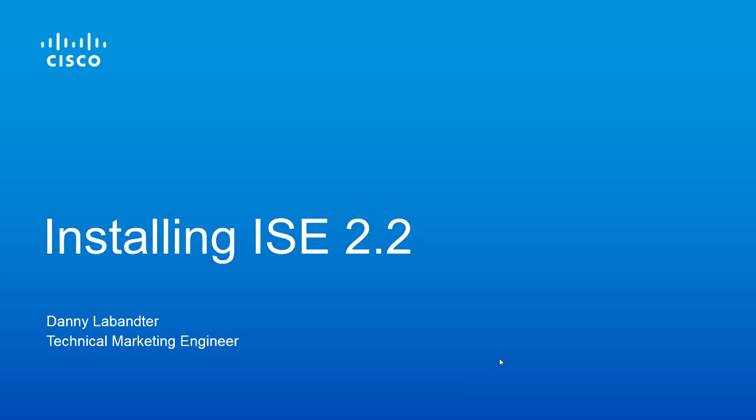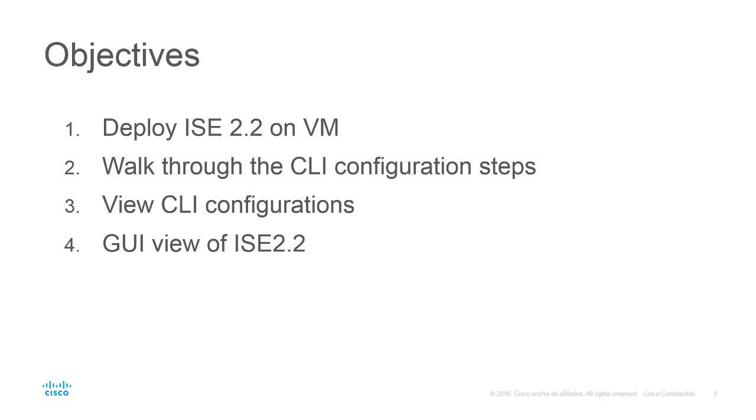In this video, we will deploy ISE 2.2 on a VM, and we'll walk through the CLI configuration steps. We'll then view CLI configurations, and finally, we'll log into the graphical user interface and view the ISE 2.2 dashboard.